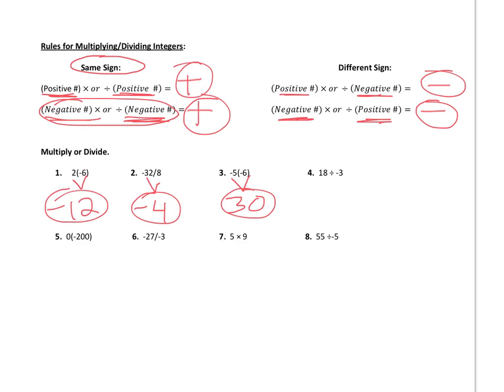Okay, that's pretty much it. I'm not going to do anything else. But that's the main thing. If you have the same sign, multiplying and dividing, you get a positive. If you have a different sign, multiplying and dividing, your answer is a negative.